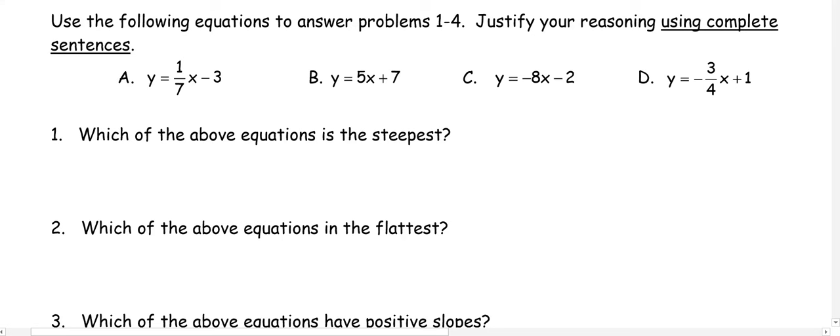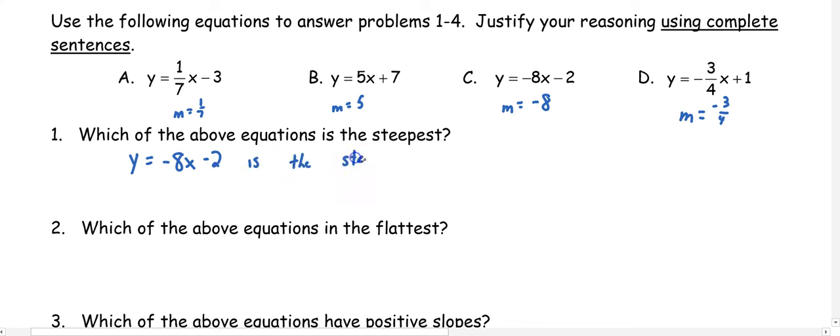So using the equations, answer problems 1 through 4, and justify your reasoning using complete sentences. Which of the following equations is the steepest? Well, of our slopes, we have a slope that is 1/7, a slope that is 5, a slope that is -8, and a slope that is -3/4. If we're looking at steepness, we're going to ignore the sign, which means that the equation y = -8x - 2 is the steepest because it's the largest slope.